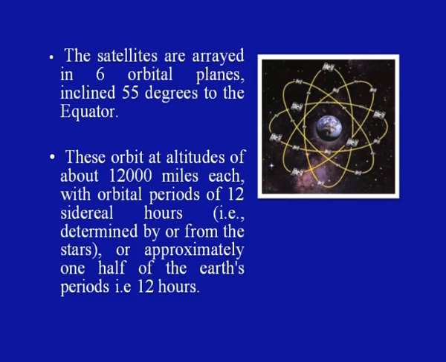Out of these 21 satellites, they are placed in 6 orbital planes which are inclined 55 degrees to the equator. The slide beside shows us the approximate location of each of the orbital planes and the satellites as they are revolving around the Earth's surface. These orbits are at an altitude of about 12,000 miles each, with orbital periods of 24 sidereal hours, that is a time which is based on star computations and is required for precise matching with the Earth's orbit cycle system. However, it may be noted that this is approximately half the Earth's period, that is 24 hours.